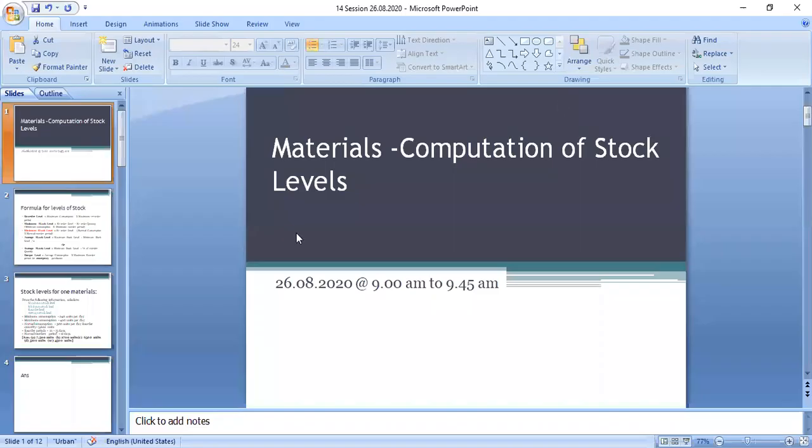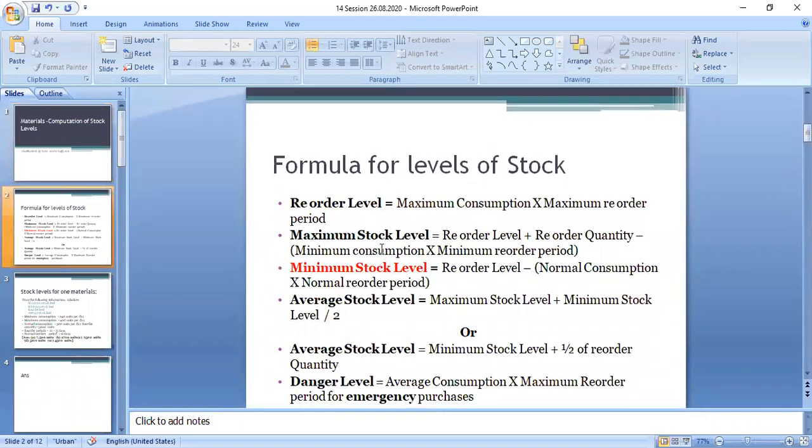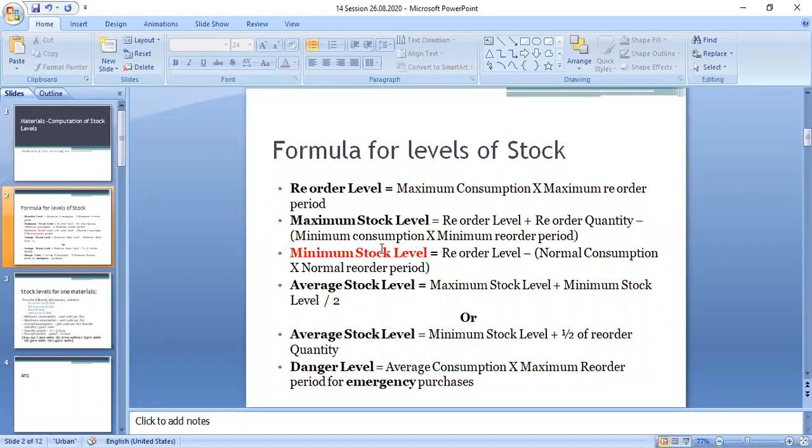Levels. Okay. So before going to the class, materials computation of stock levels, we have to understand the formula for calculation of the stock levels. That's reorder level. So again, we will discuss the same things: maximum consumption into maximum reorder period. Then maximum stock level, how to calculate maximum stock level?